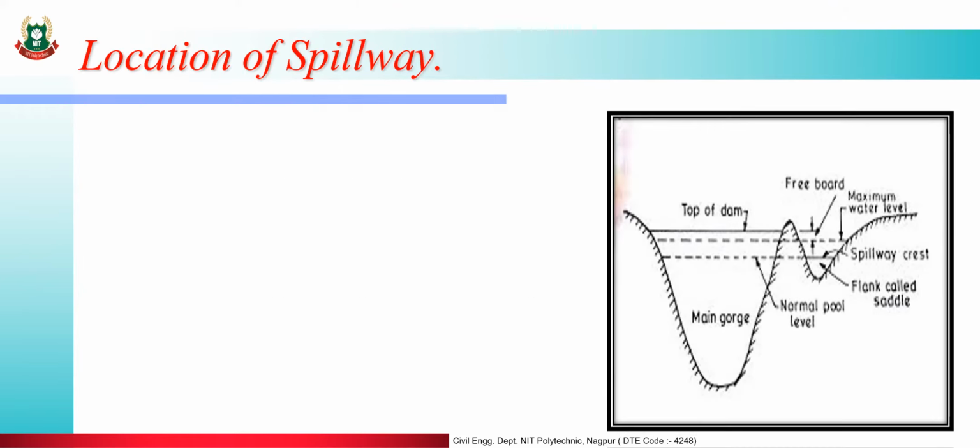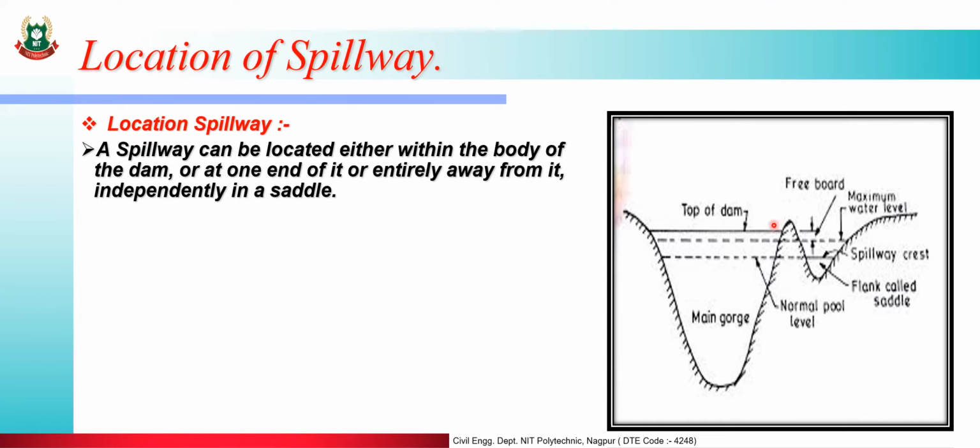Then the location of spillway. This is the main gorge. It is also known as the valley, and this is the flank. It's called a saddle. This is the normal pool level and this is the top of dam. So, a spillway can be located either within the body of the dam, or at one end of it, or entirely away from it independently in a saddle.